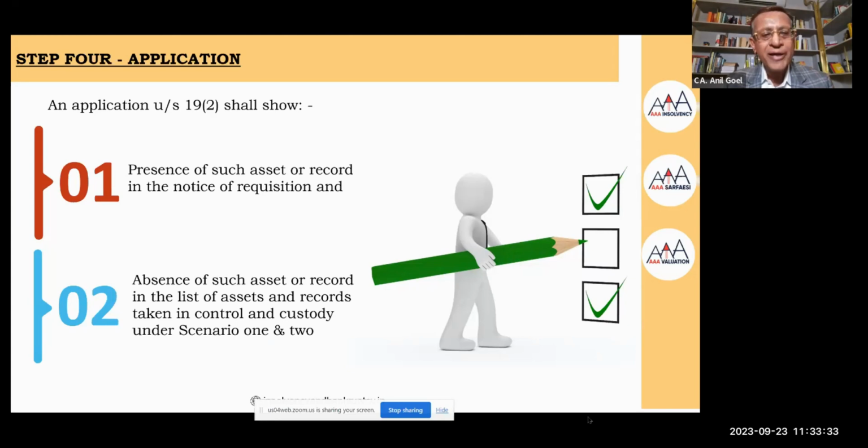Second, absence of such assets or records in the lists made by the corporate debtor or made by the RP. So two things. One, that the assets are present, my lord. This information is present, my lord. Second, whatever lists have been prepared, this asset and this information are not there in these lists. So that is what I require now. That is why I am filing an application under Section 19, subsection 2. That is why I am approaching the adjudicating authority under Regulation 30. That is why I am approaching Section 68 and 70 for prosecuting the corporate debtor's persons, because they have not handed over these things which are available but which are not in the list provided to me.